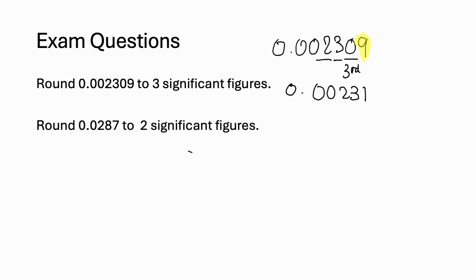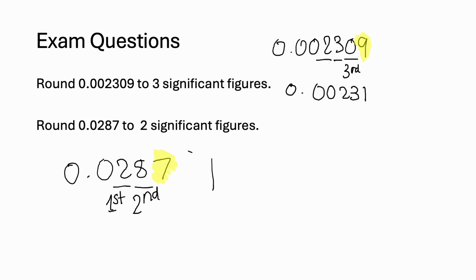Let's look at this one here. Round 0.0287 to 2 significant figures. So this 2 is our first significant figure and our 8 is our second. Similar thing, we look at the number to the right of the second significant figure, which is the 7. 7 is more than 5, so we are rounding up, meaning that this 8 will go up by 1, so we get an answer of 0.029 to 2 significant figures.